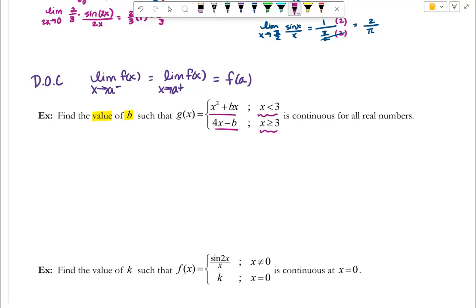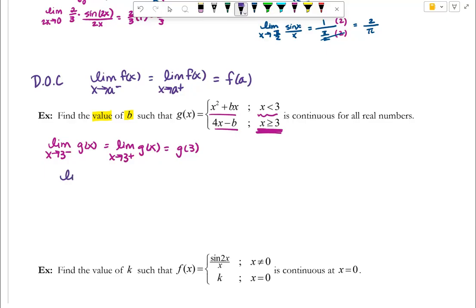So I'm going to consider x equals 3. What we need to be true is that the limit as x approaches 3 from the left of g of x equals the limit as x approaches 3 from the right of g of x. And because of where this inequality is on the piecewise, on the boundary, we already know this last part's true, that that's going to be equal to g of 3. But I don't think it would hurt for us to write each one out.